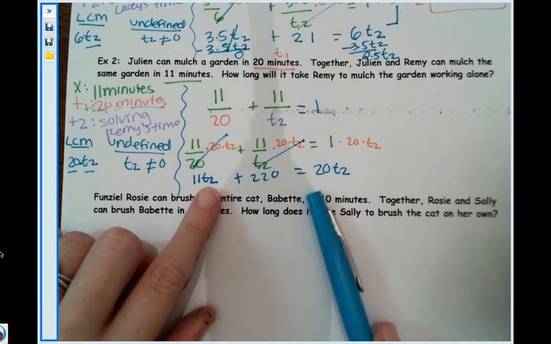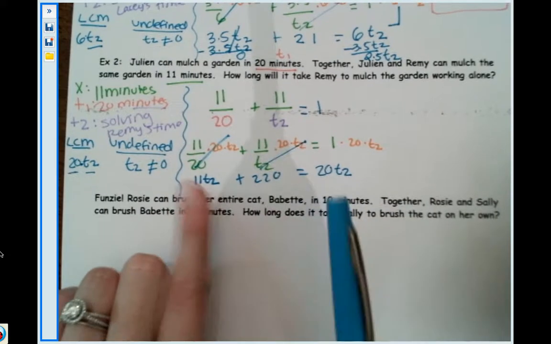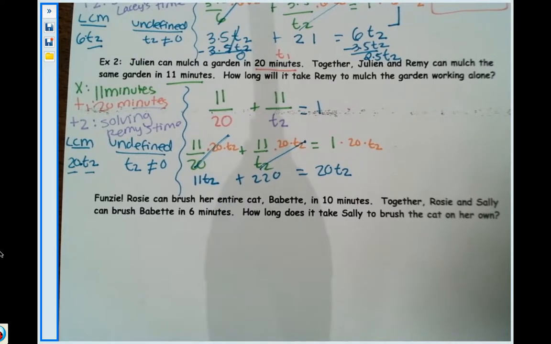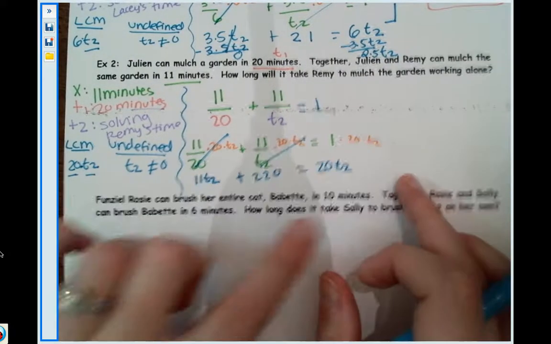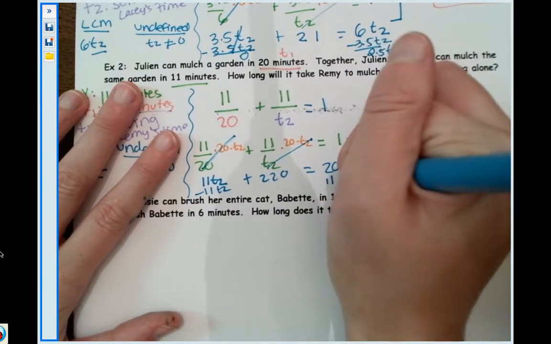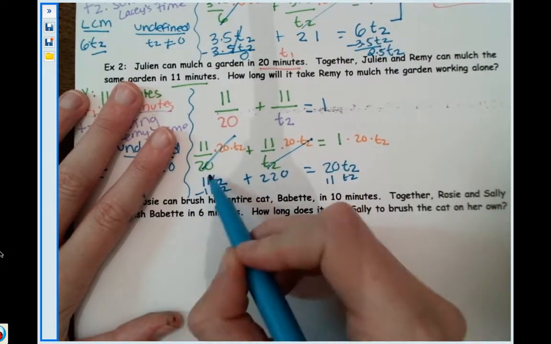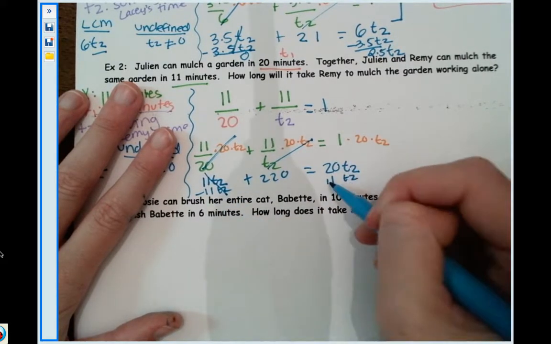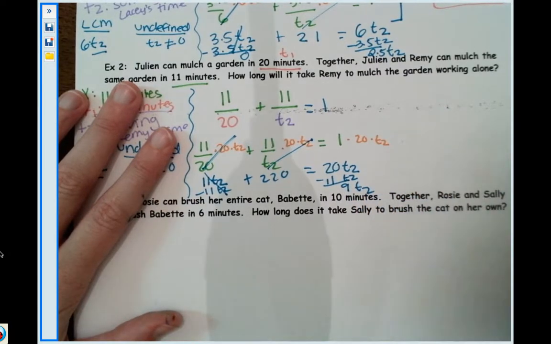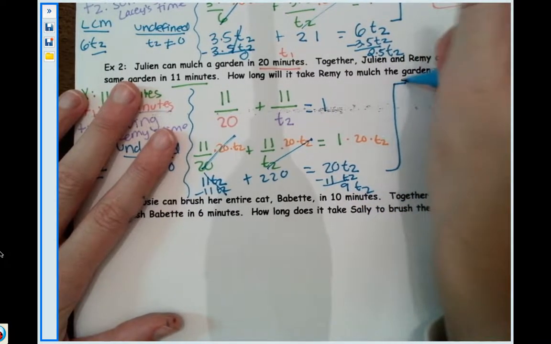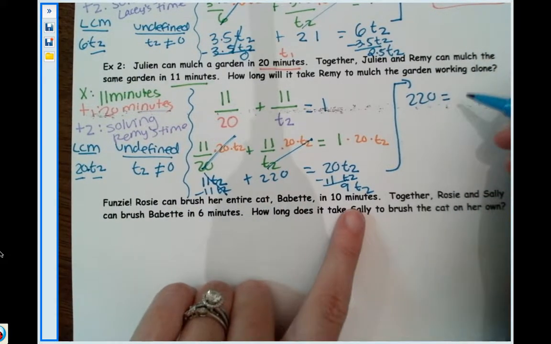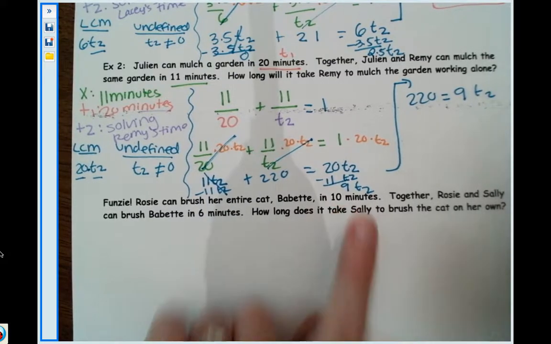All right, now let's solve this thing for t sub 2. So I need to bring my t sub 2's together since they're on opposite sides of my equation. So I'm going to bring my 11 to the other side. The way we bring a positive 11 to the other side is by subtracting that thing on both sides, which these will simply cancel and turn to 0. And then 20 minus 11 will give me a 9 t sub 2. So I'm left with 220 equals 9 t sub 2.